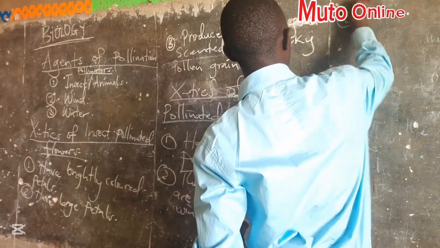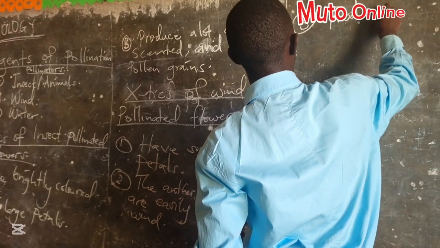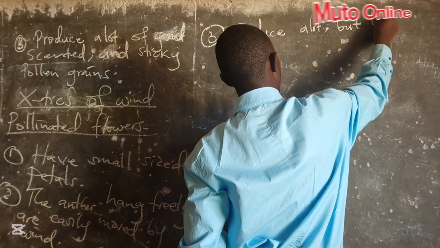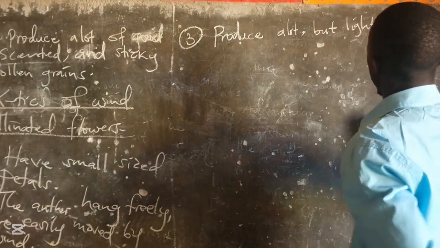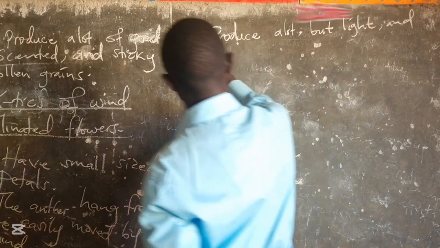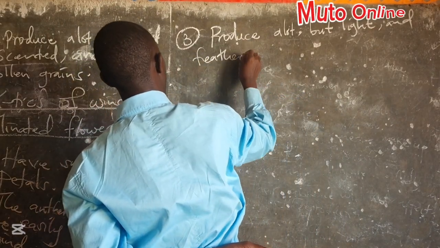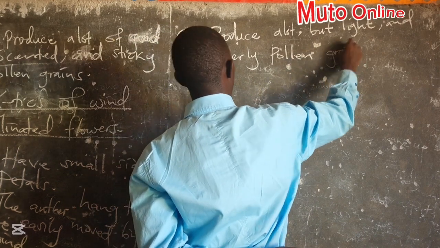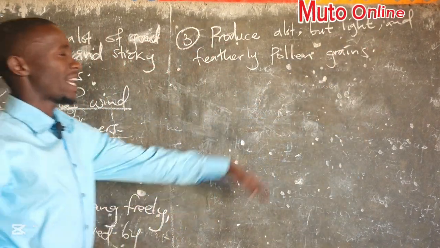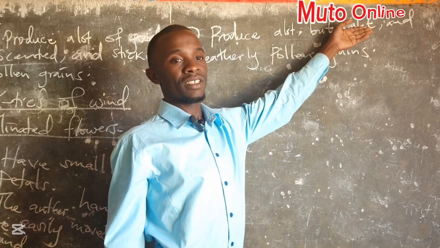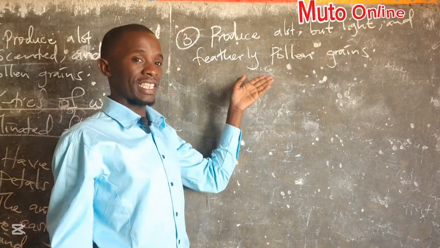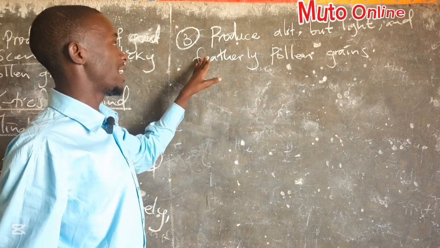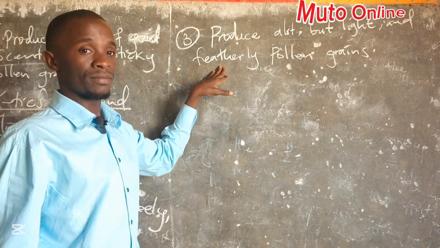These flowers produce a lot of light and feathery pollen grains. So the pollen grains are light such that they can be moved by wind, and two, they are feathery so that they can float in the air. So these are the reasons why the pollen grains are light and feathery.